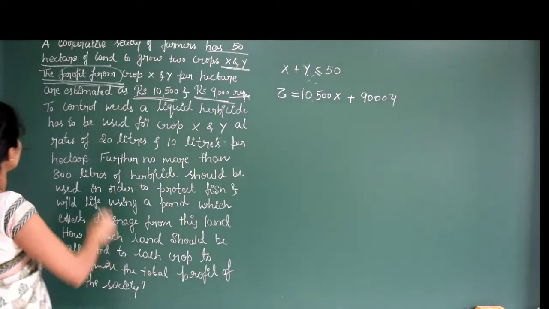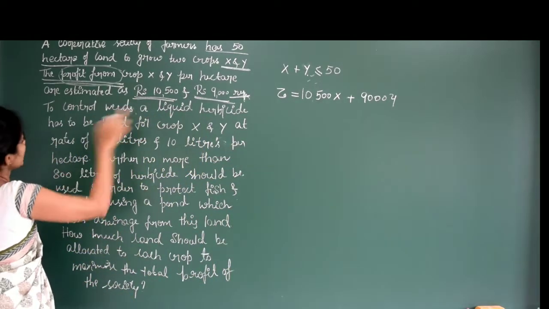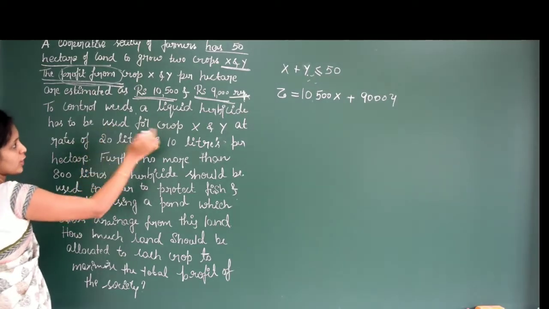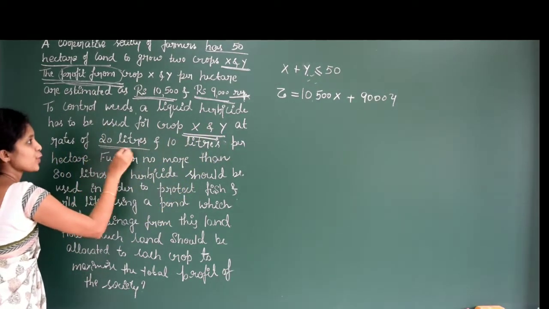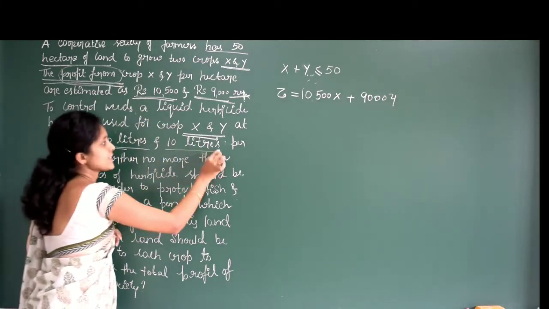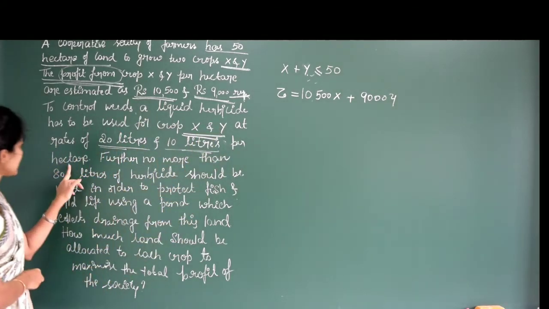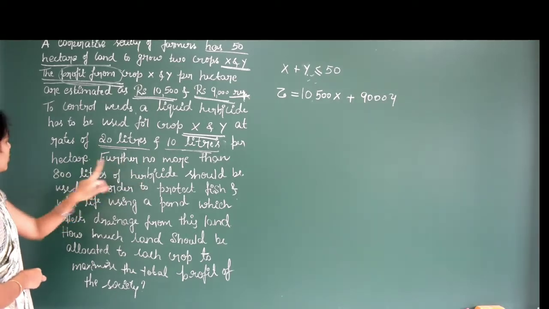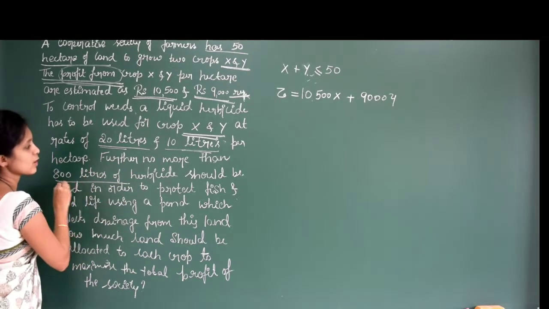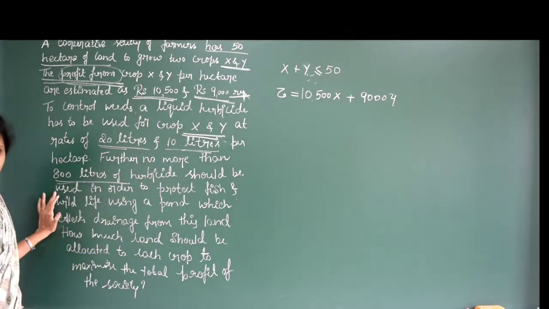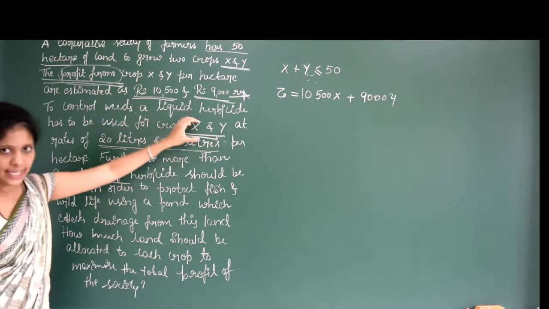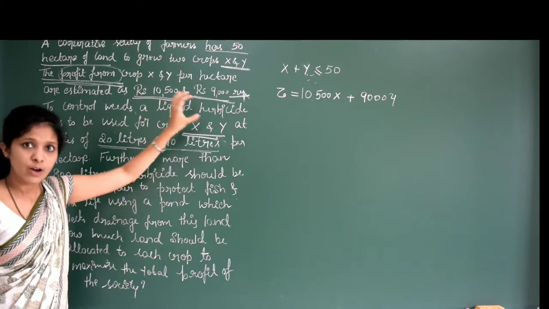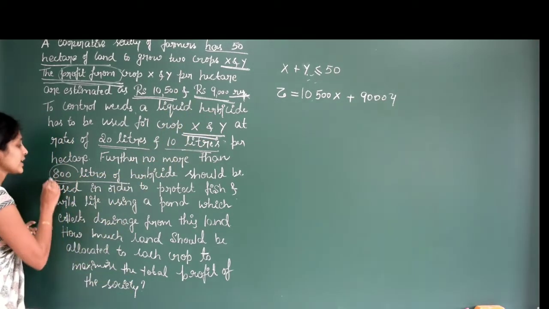Okay. Next, what is given? To control weeds, a liquid herbicide has to be used for crops X and Y at the rates of 20 liters for X and 10 liters for Y per hectare. Further, no more than 800 liters of herbicide should be used. Is it clear? So we need to use 20 liters for X and 10 liters for Y, but it is not more than 800.